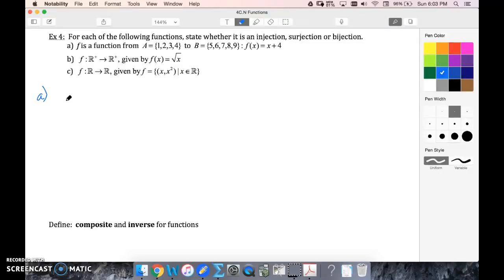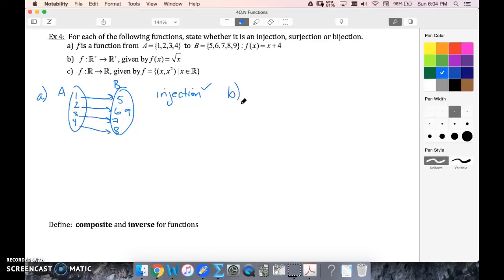So we've got A, 1, 2, 3, 4, and then we're mapping over to B, x plus 4. So 1 plus 4 is going to be 5, 2 plus 4 is 6, 3 plus 4 is 7, 4 plus 4 is 8. Let's make sure these are in here, 5, 6, 7, 8, and then there's also 9. So we map over. So every element in B is mapped by at most 1 in A. Yes, this is an injection. So that is true.